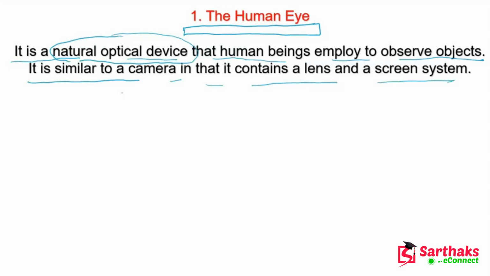Now, there is a screen as well, or you can say a screen-like thing, and that we call the retina. Here the image is formed. I will talk about this retina when this topic comes, but for now you just need to understand that a human eye is also like a camera where there is a lens and a screen system. Okay guys, I hope this has been clear to you. Now, let's move ahead to the next slide.